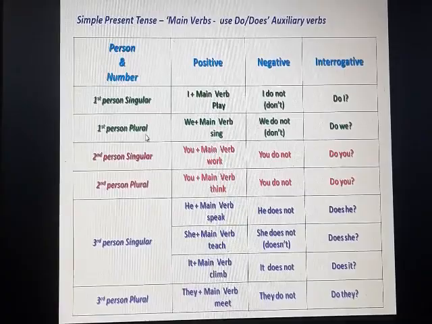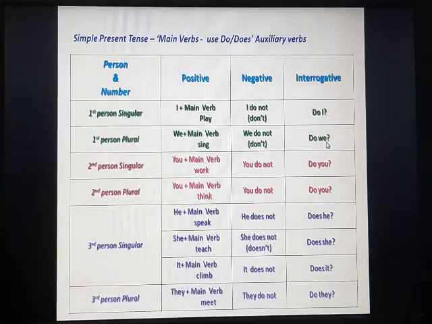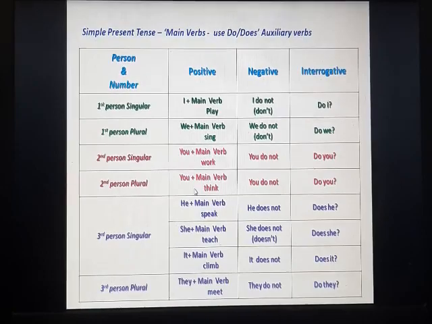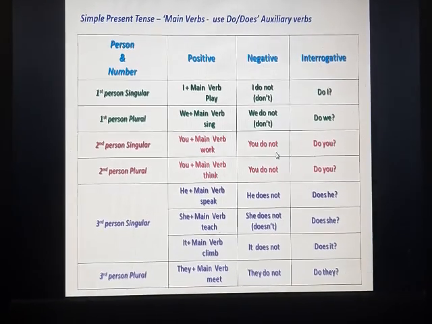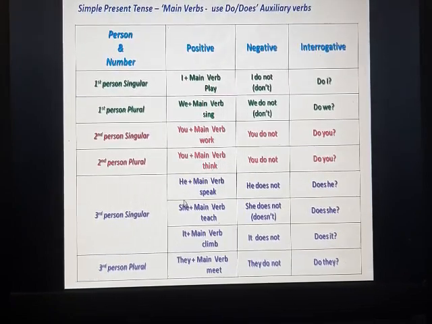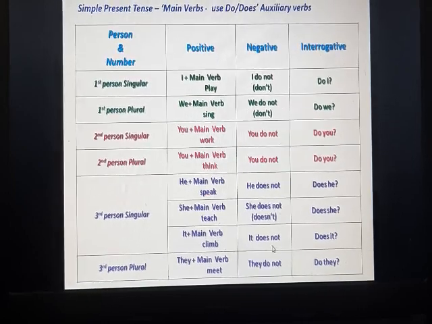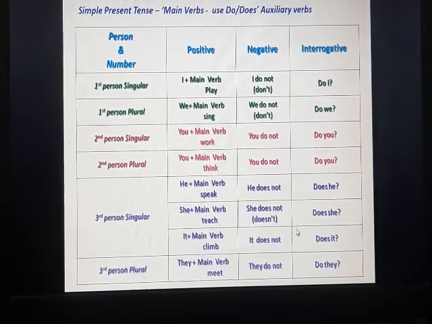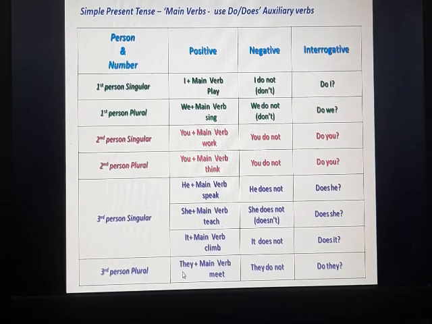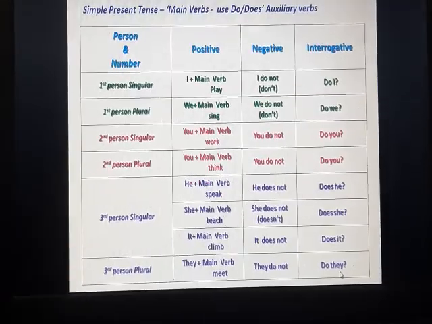In the first person plural, we plus main verb, we do not, do we in the interrogative. In the second person singular and plural, it is you plus main verb, negative is you do not, and the interrogative is do you. In the third person singular, it is he, she, it plus main verb, he does not, she does not, it does not in the negative, does he, does she, does it in the interrogative. In the third person plural, we have they plus main verb. In the negative, it is they do not. In the interrogative, do they.